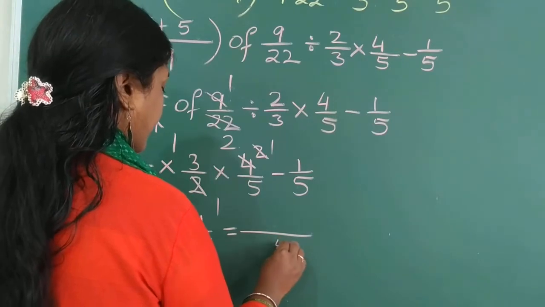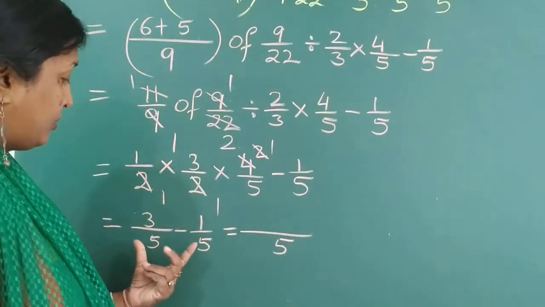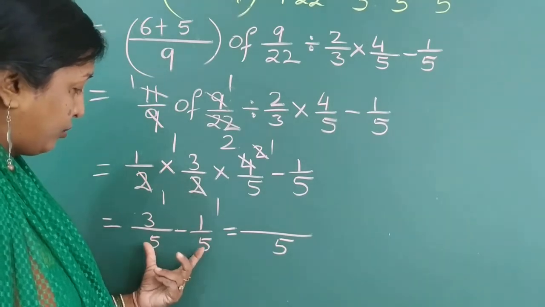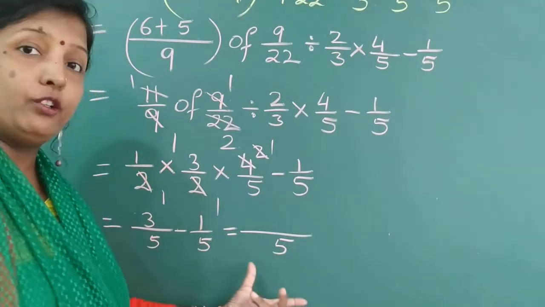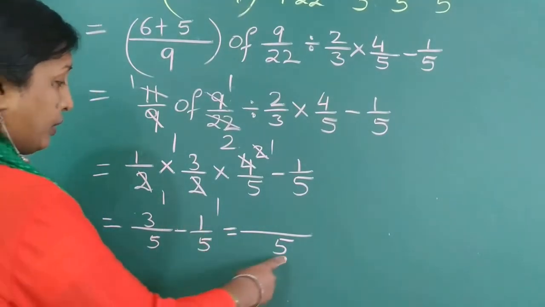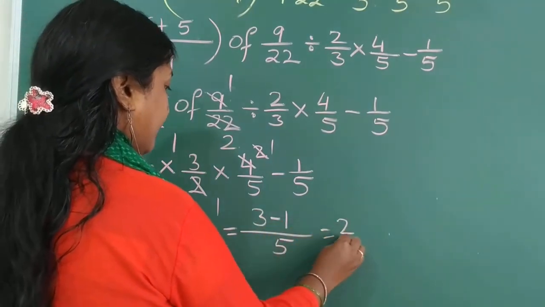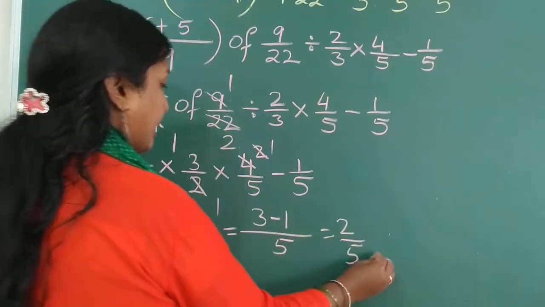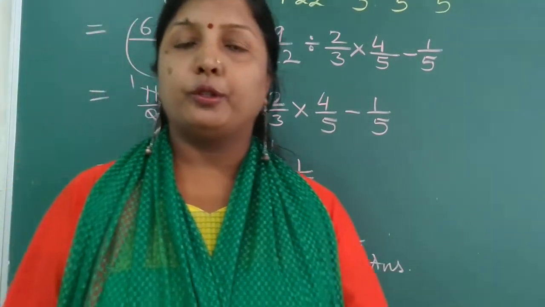This is a like fraction, so the LCM is 5. Children, remember it's a like fraction, so the LCM, if you take out, it is 5 itself. Don't go for 5 into 5, 25. That will make your number very lengthy. So we got 5, 3 minus 1, we get 2 by 5. This is a proper fraction. So our answer is 2 by 5. Hope you could understand this.